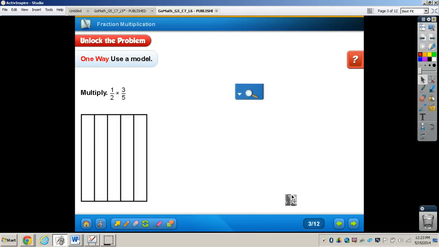Now, we are going to take a look at a couple ways to do this. We're going to look at a model, first of all, as we have been doing, and then also a way to do it just using regular paper and pencil. So the problem reads, Sasha has 3/4 of a scarf left to knit. If she finishes 1/2 of that today, how much of the scarf will Sasha knit today? Okay, so what we will need to do is multiply 1/2 times 3/5.